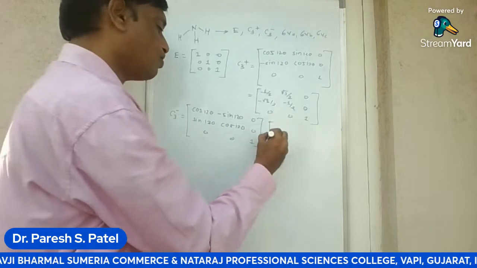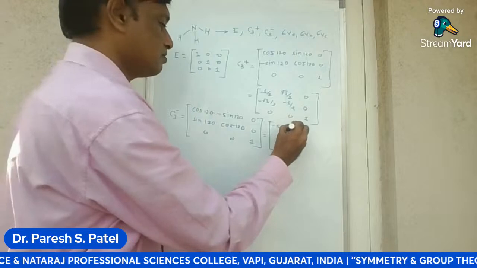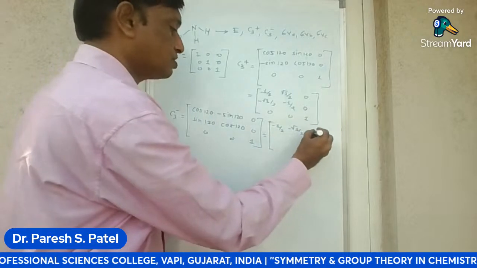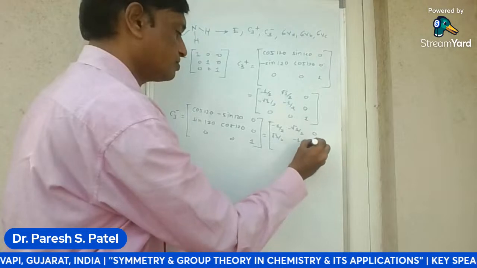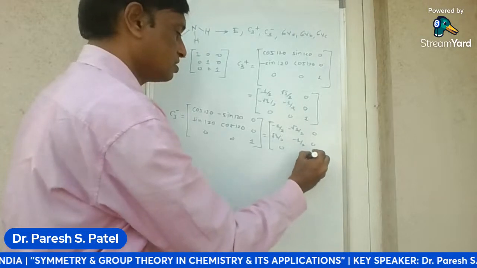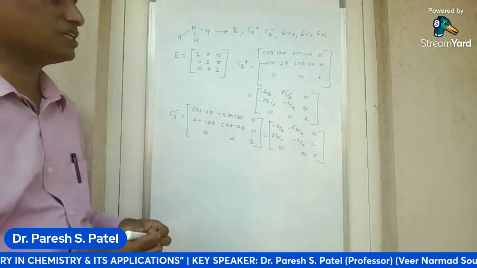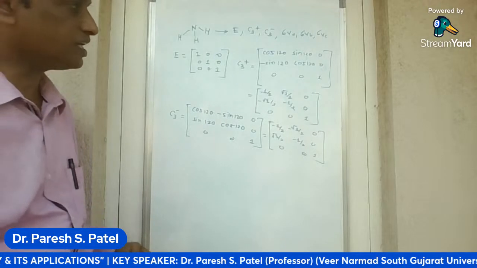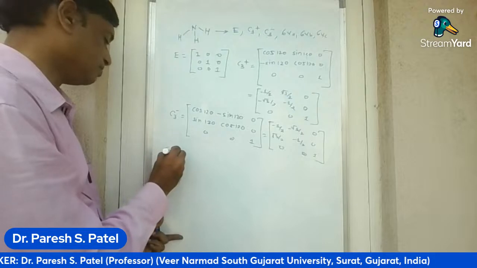So the value for cos 120 is minus 1 half, root 3 by 2, 0, root 3 by 2, minus 1 half, 0, 0 0 1. So this is the matrix representation for C3 minus, or we can say the anti-clockwise rotation. Now sigma Va.